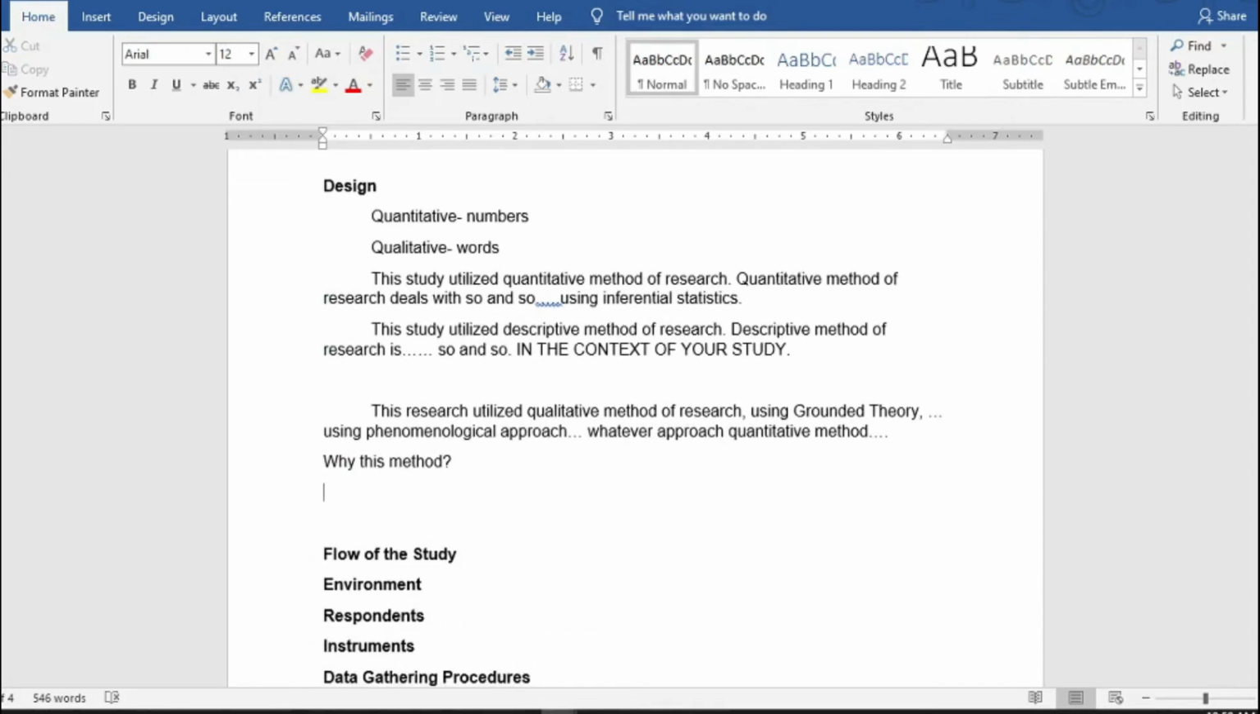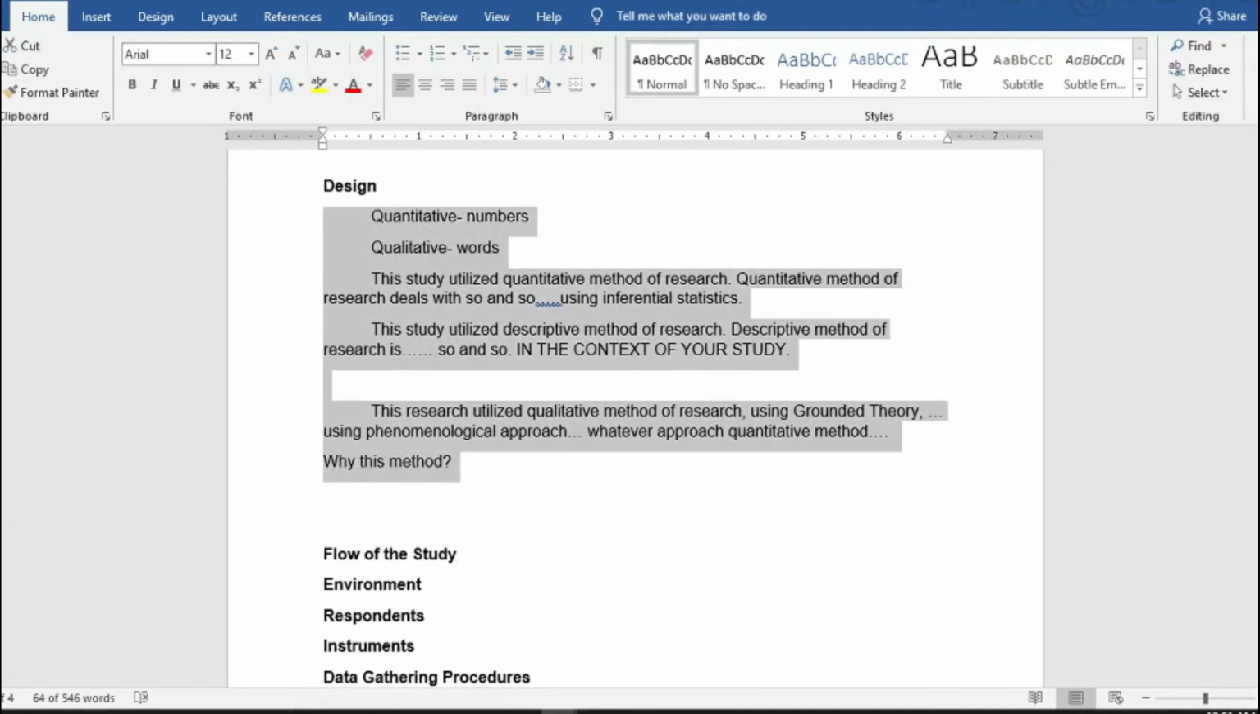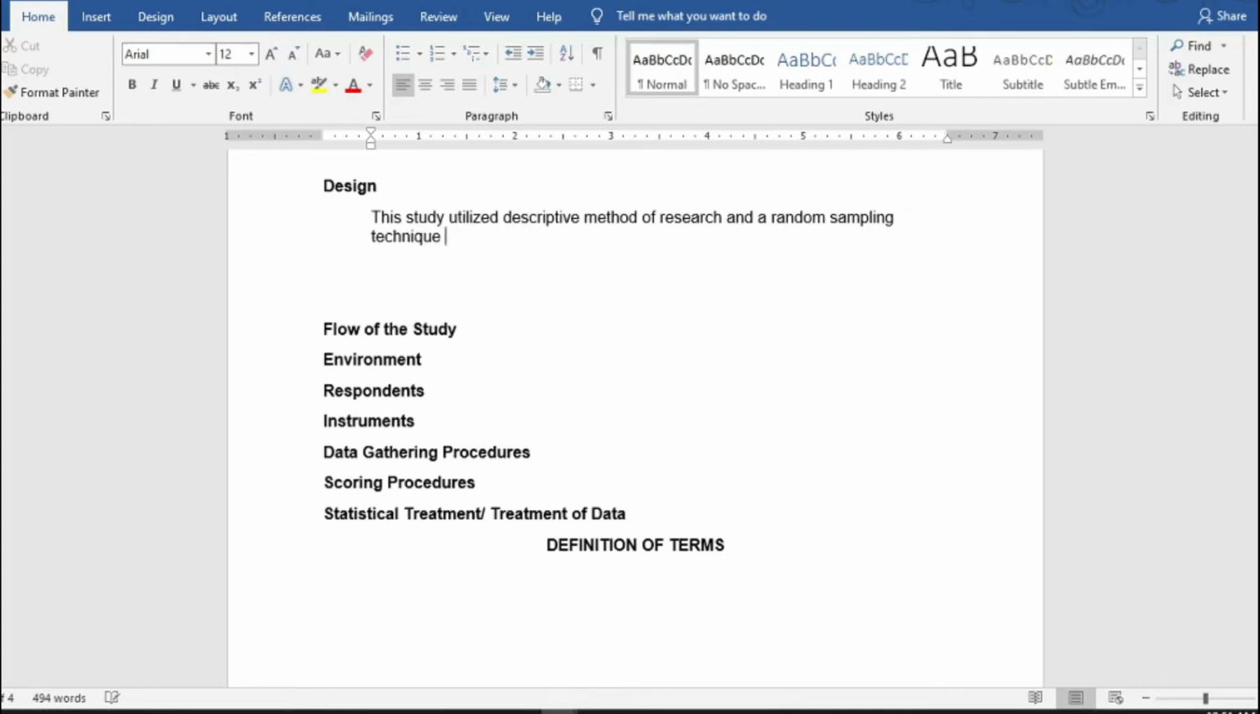So for the sake of this example, let us write the research design: this study utilized descriptive method of research and a random sampling technique was used in the gathering of the data.